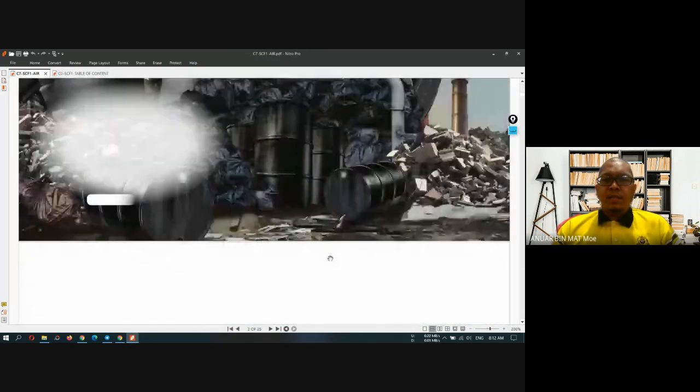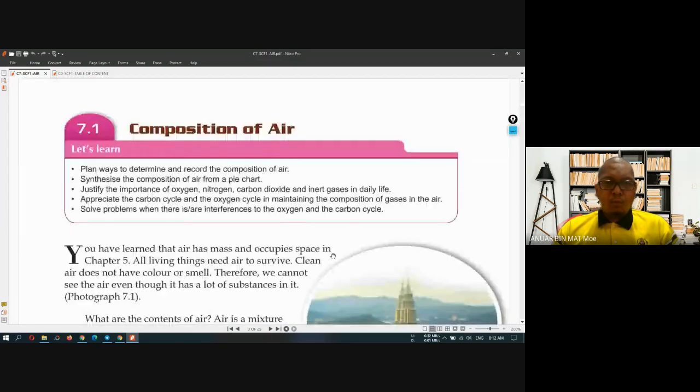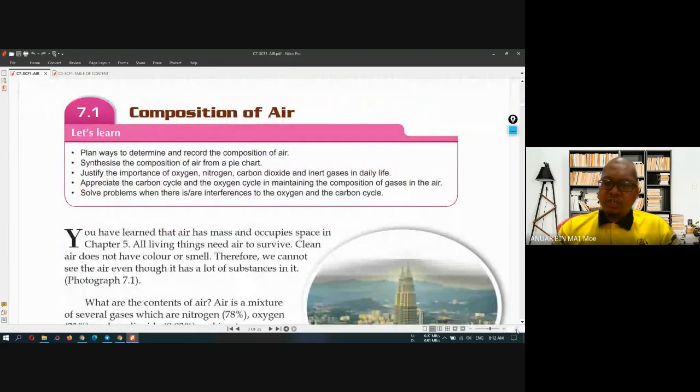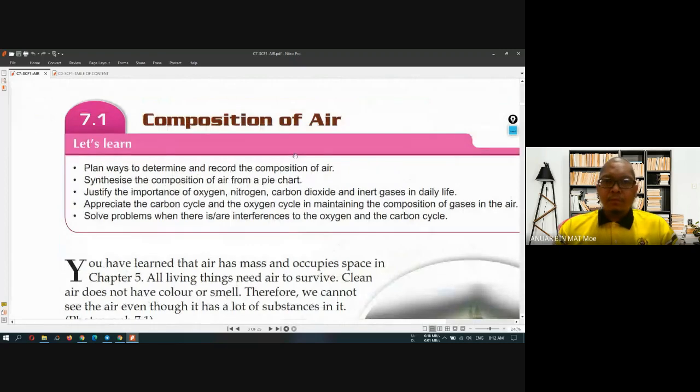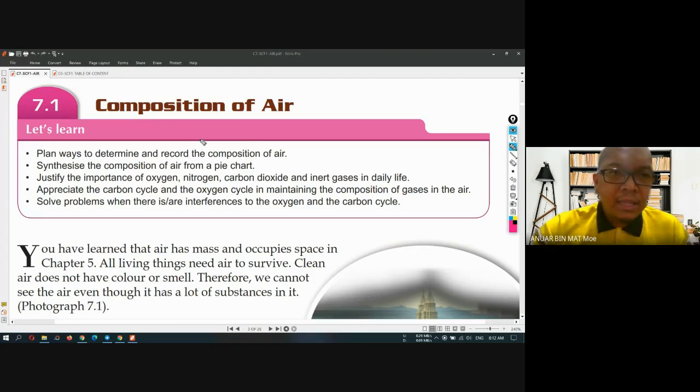So I just jump to page 196, right? Composition of air. So what we're going to learn today: number 1, determine and record the composition of air. Number 2, we try to synthesize the composition of air from a pie chart. Number 1 is determine and record the composition of air.